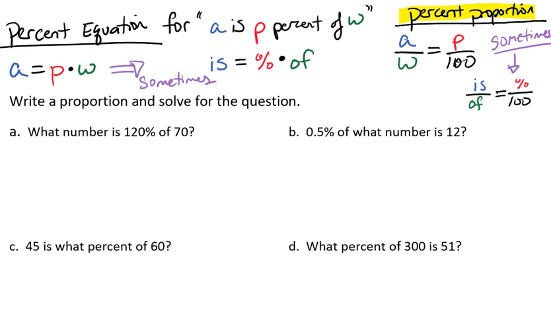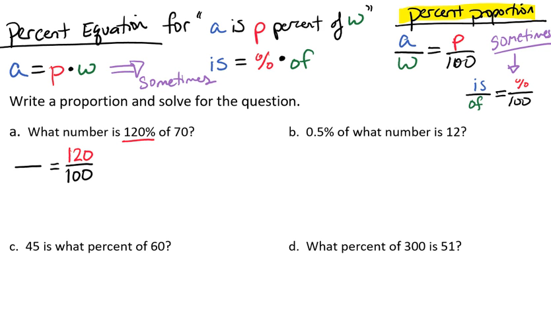So here we have write a proportion and solve for the question. We're going to need a proportion, so let's go ahead and create one. A fraction bar, equal sign, fraction bar. Then we're going to have the 100 on the bottom because that's going to be there. Now it says what number is, so we need to find our is, our of, and our percent. I'm going to find my percent first. It's usually the easiest thing to find because it either has the percent symbol or the word percent. So 120 is going to go into my percent spot.